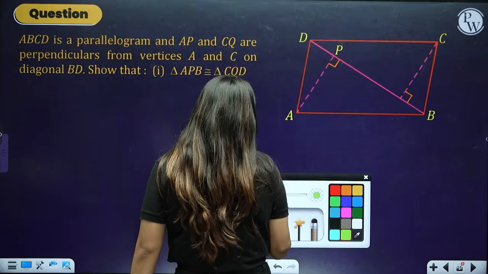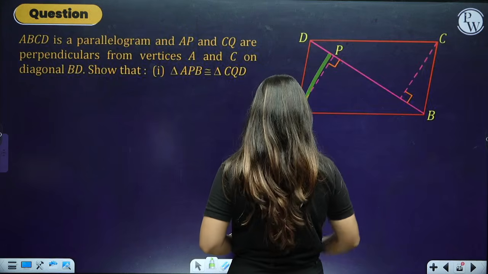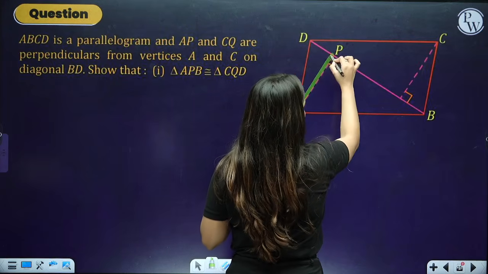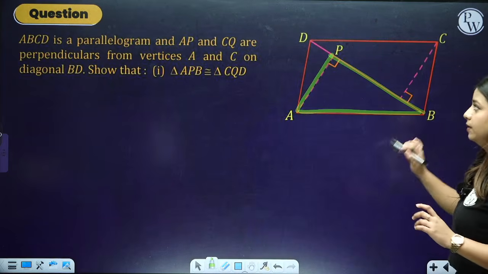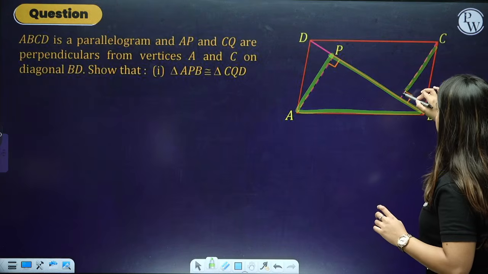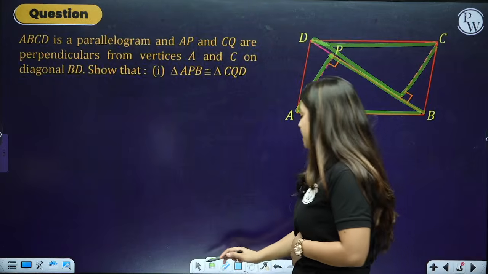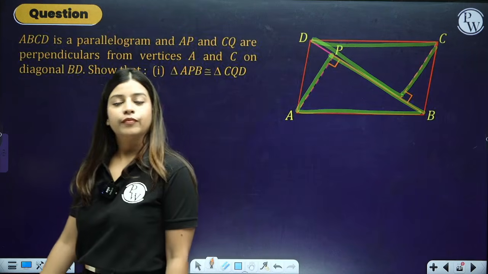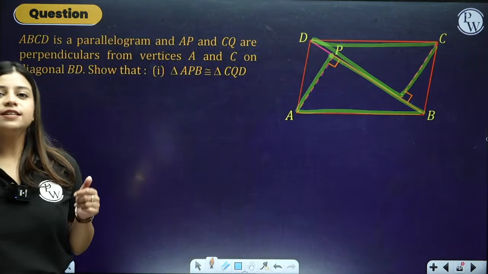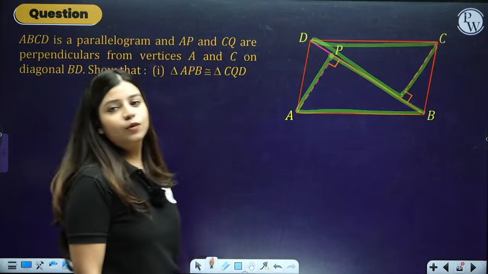Now see, quadrilateral includes your congruency, that is the triangle part. So we have to show that this triangle ABP is congruent to this triangle. It is given that ABCD is a parallelogram. So we know that AB is equal to CD.